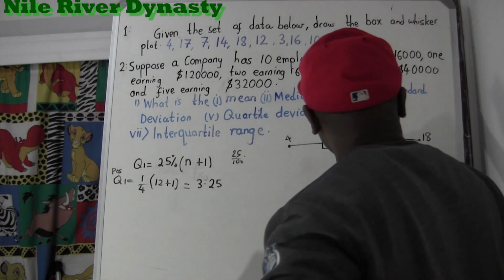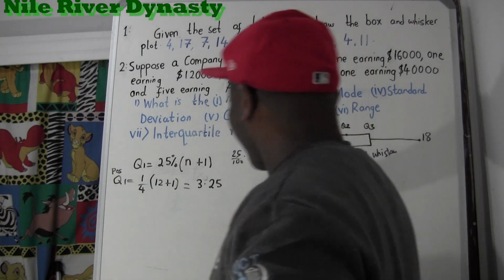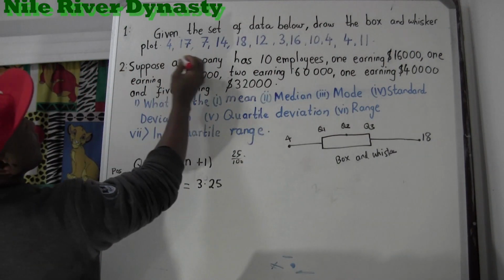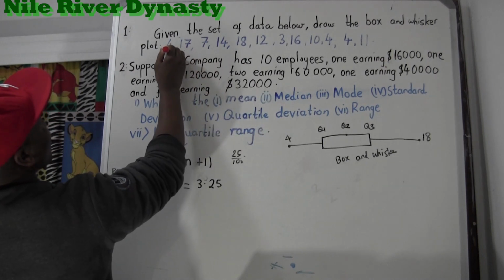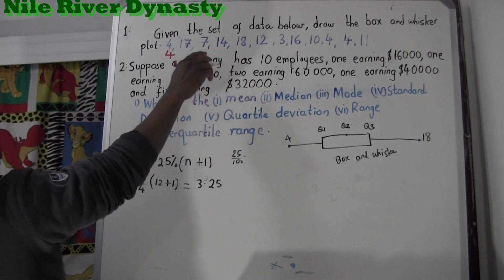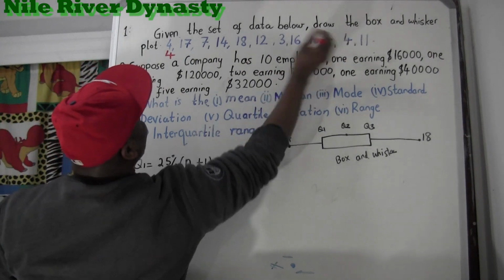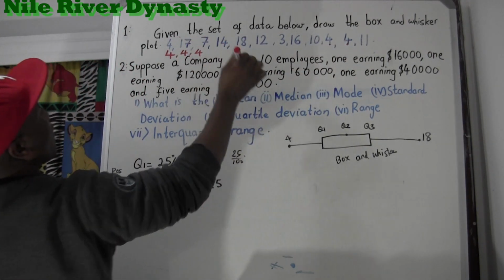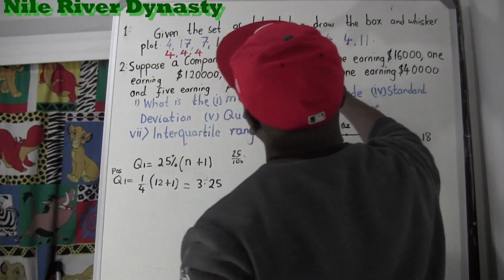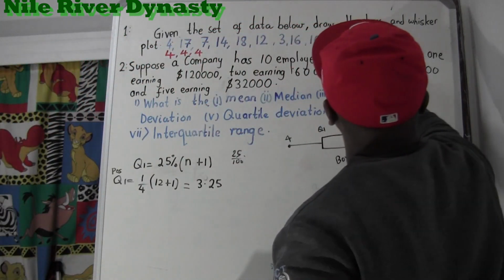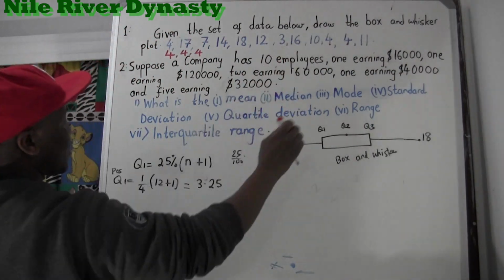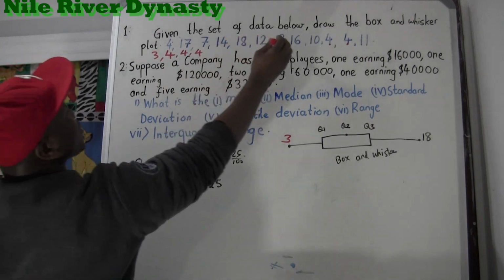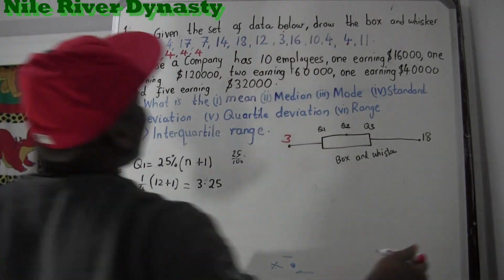I'm going to erase this so that I can write down here. What is my data? The data equals 4, and then we have another 4, and another 4. So all the 4s are gone. Now, what is the next one? Oh no, I made a mistake. It should be 3 here. So 3 also is gone.